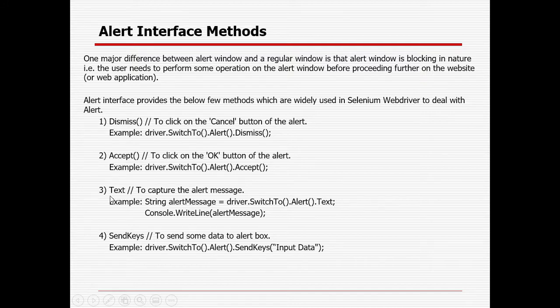If you want to get the text of the alert, you need to use the text method: driver.SwitchTo().Alert().Text, and you can print the text in the console. And to send some data to the alert box, you use SwitchTo().Alert().SendKeys, and here you can send string data. So these are the four important methods available in the Alert interface, and through dismiss, accept, text and send keys, you can perform different operations on the alert.